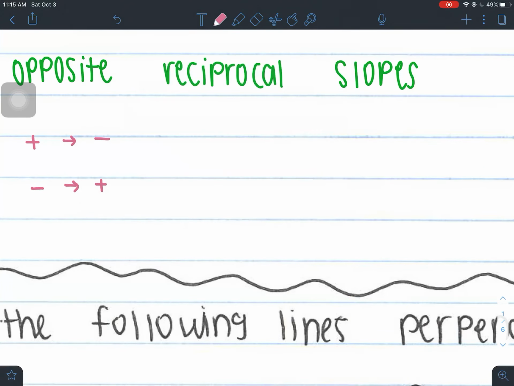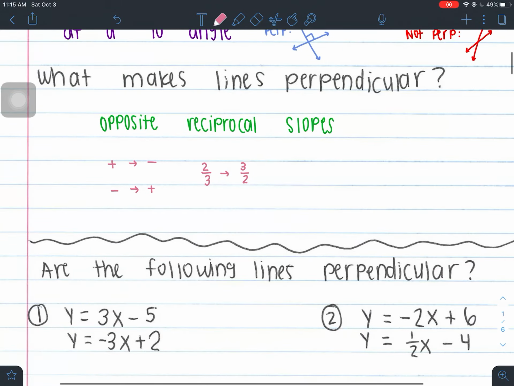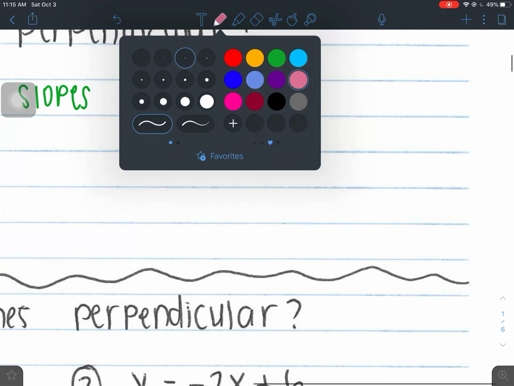Reciprocal in math means you're going to flip a fraction. So if you have the fraction 2/3, you would flip it and make it into 3/2. So opposite means opposite sign. Reciprocal means you flip the fraction. With perpendicular lines, in order to have a perpendicular slope, you must do both. So we're going to practice really quick with some different types of examples.